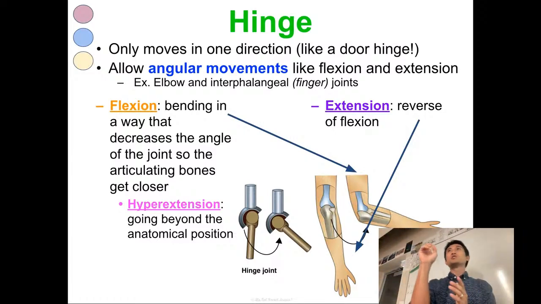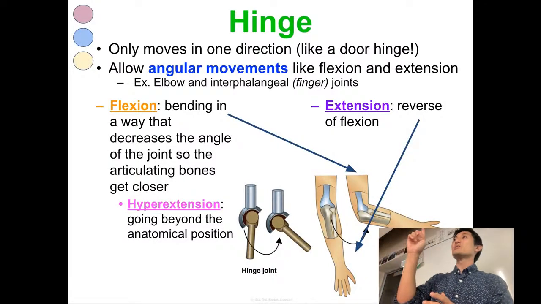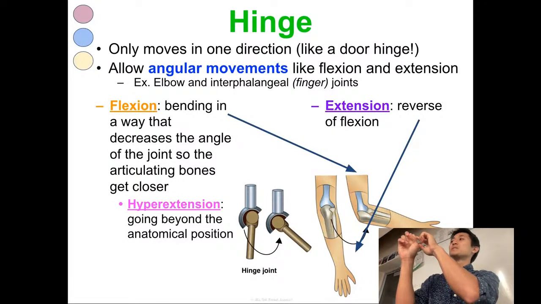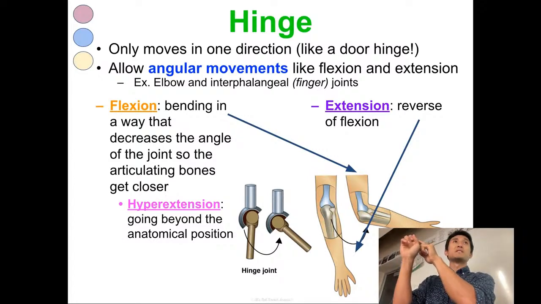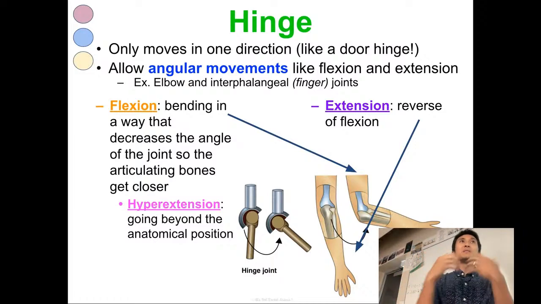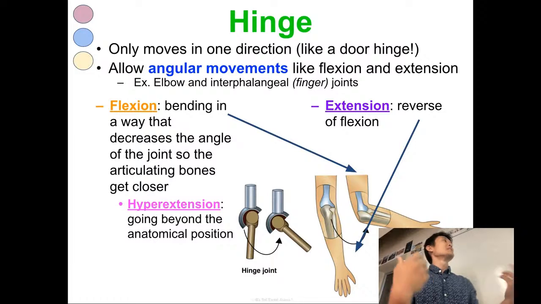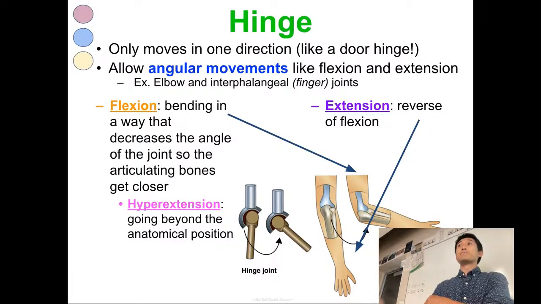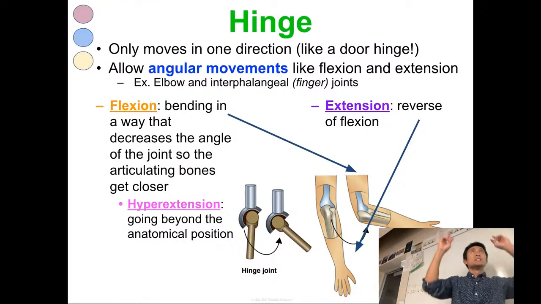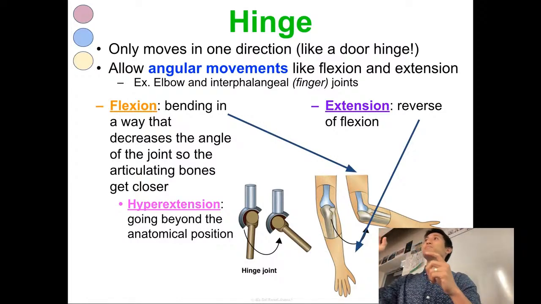Flexion means bending the joint such that the angle between the two bones gets smaller. If the angle is decreasing, that's flexion. The way I like to think of it is whenever you're flexing the muscle. Flexing the bicep, this is flexion. Flexing your hamstring, that's flexion. But the official definition is when you're decreasing that angle.